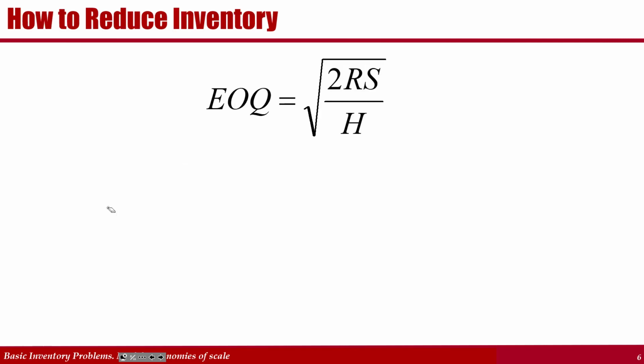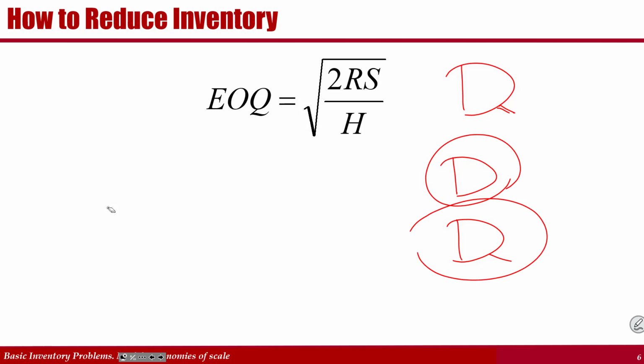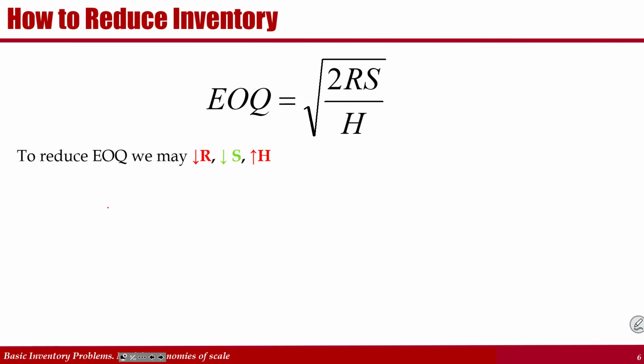How to reduce inventory? EOQ is equal to square root of 2RS divided by H. And as I have explained several times, we use D and R interchangeably. D is demand, R is throughput, but we assume demand and throughput are equal. So in this formula, when I put D or when I put R, I mean the same thing. We want to reduce EOQ. Should I go and reduce R? No sane person does it, because what does it mean? We need to beg our customers not to buy our products.